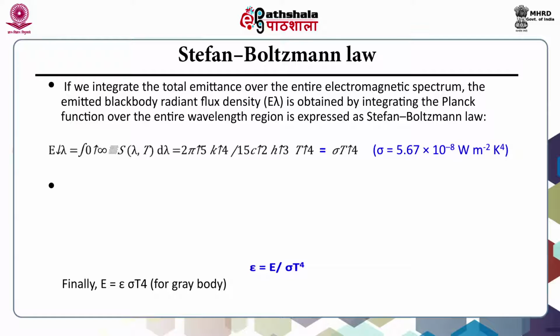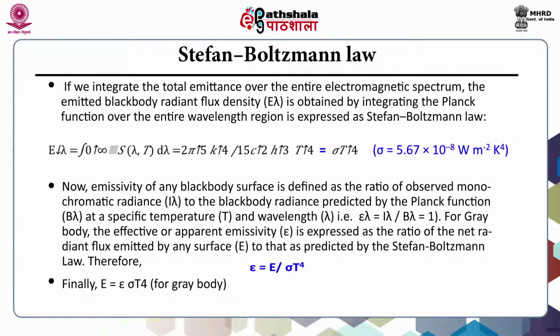E is equal to the integral 0 to infinity B lambda T d lambda, which is equal to 2 pi to the power 5 k to the power 4 divided by 15 c square h cube multiplied by T to the power 4. And this factor can be expressed as sigma multiplied by T to the power 4, where sigma is equal to 5.67 multiplied by 10 to the power minus 8 watt per meter square Kelvin to the power 4. The above mentioned equation states that the flux density emitted from a black body is proportional to the fourth power of the absolute temperature. And the derived relationship is useful for the analysis of broadband infrared radiative transfer.